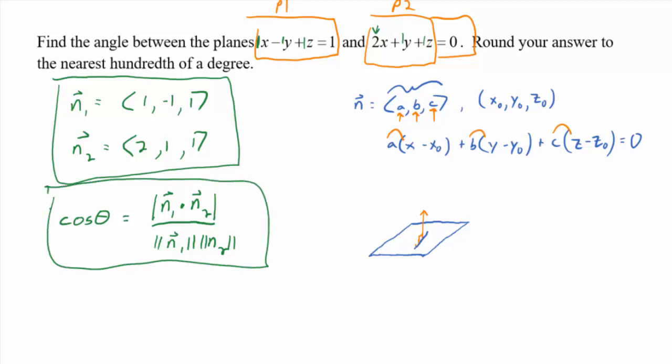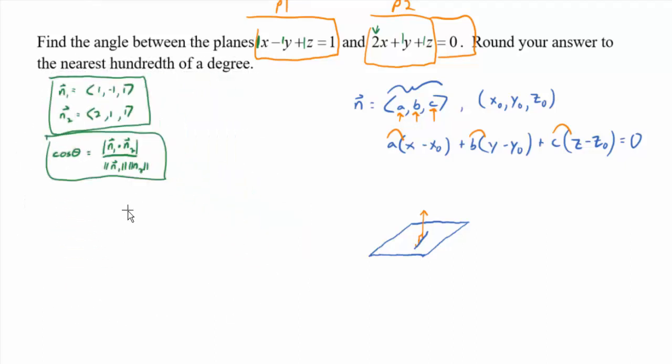You look at the formula and let the formula tell you what to do. If you look at the numerator, it just tells you to take the dot product of n1 and n2. So n1 dotted with n2: 2 times 1, plus negative 1 times 1, plus 1 times 1. That's 2 minus 1 plus 1, so 2.